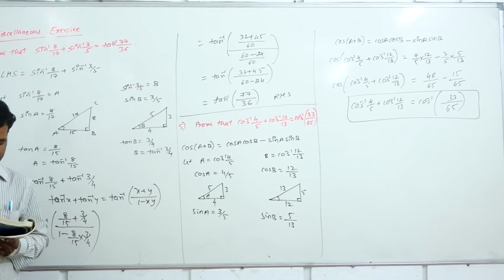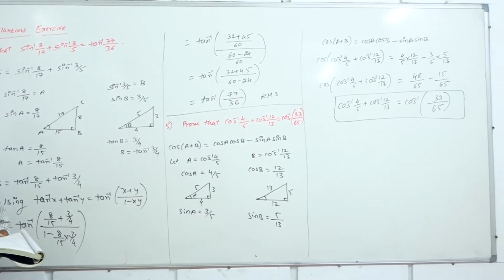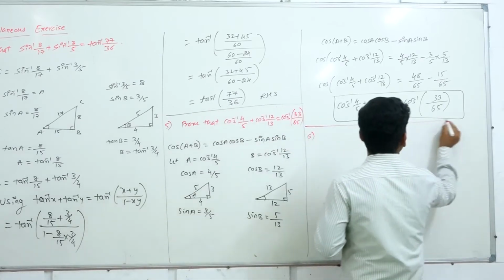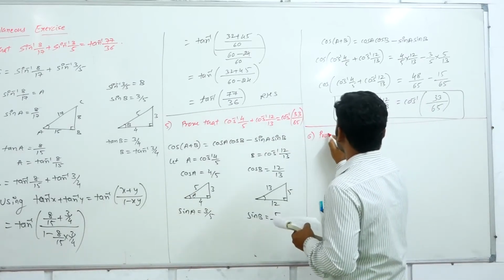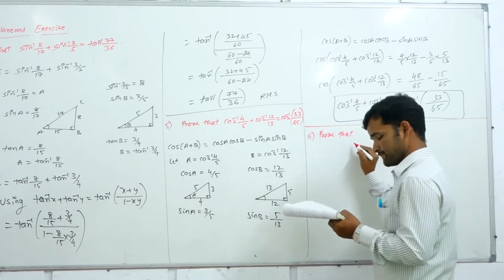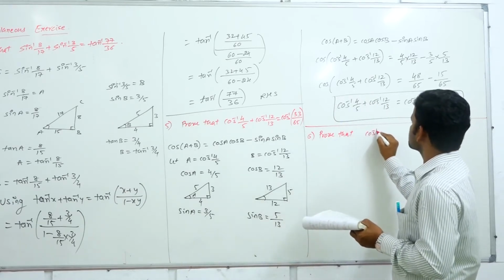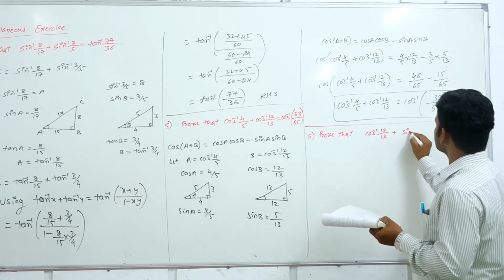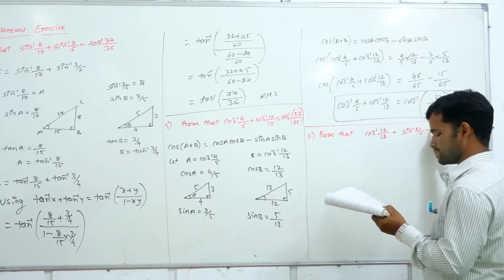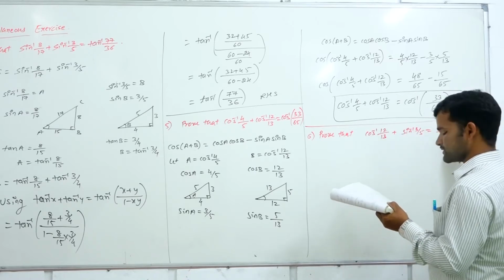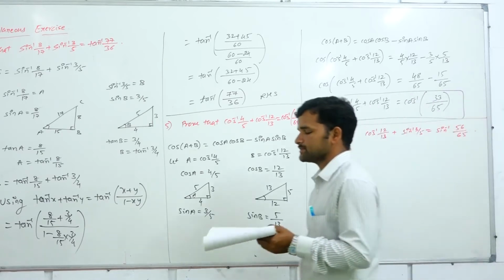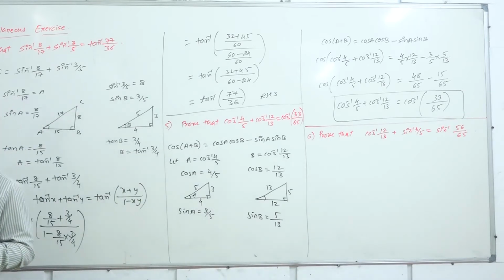Coming to the problem number 6. Problem number 6 says, prove that cos inverse of 12 by 13 plus sin inverse of 3 by 5, which is equal to sin inverse of 56 by 65. That equation we need to prove, LHS is equal to RHS.